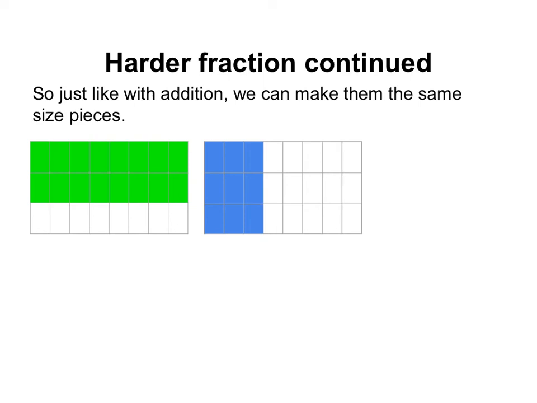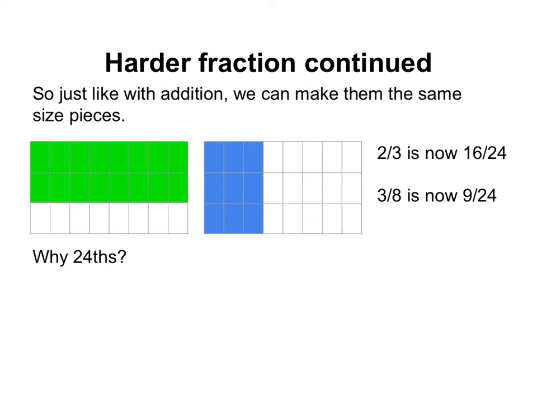I made both rectangles split into thirds going in one direction and eighths going in the other direction. That broke them into 24ths. If I count these, I have 16 green rectangles out of 24 in the whole, and 9 blue rectangles out of 24 in the whole. So now my 2/3 became 16/24 and my 3/8 became 9/24.